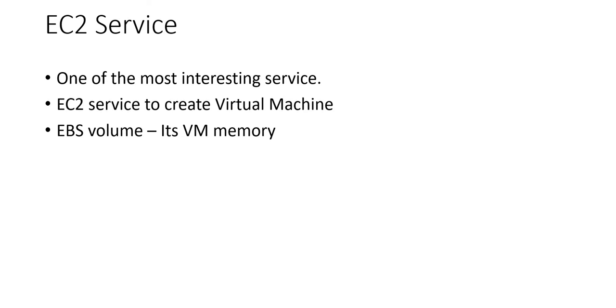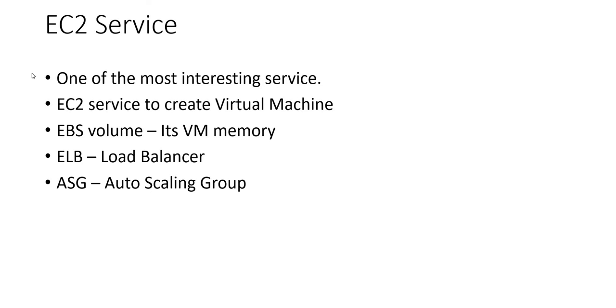virtual machine. The EC2 service also comes with ELB, that is, a load balancer. It manages traffic towards your virtual machines. ASG can also be configured in the EC2 service. It manages load towards your virtual machines by adding and removing instances automatically.